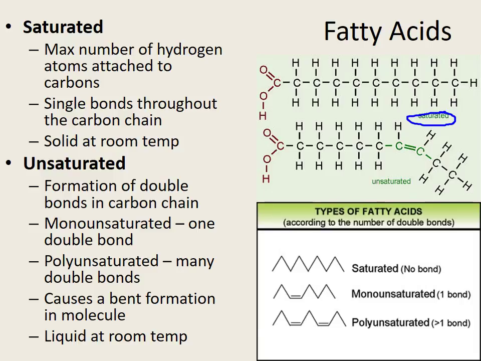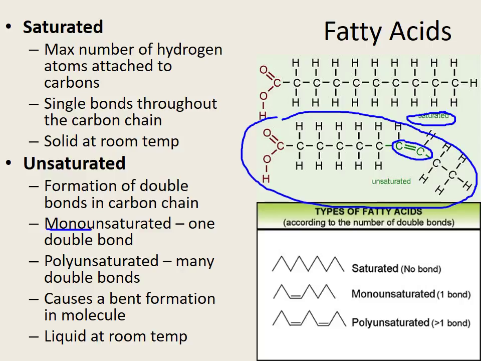That means each carbon has the maximum number of hydrogen atoms that can be attached to it. Unsaturated means there's a double bond that has formed between the carbon molecules. This doesn't allow for the maximum number of hydrogen atoms to attach to the carbon. There are a couple different types of unsaturated. Mono means there's one double bond in the chain, so this here would be an example of a monounsaturated fatty acid. Then there's polyunsaturated, which means there's more than one double bond.